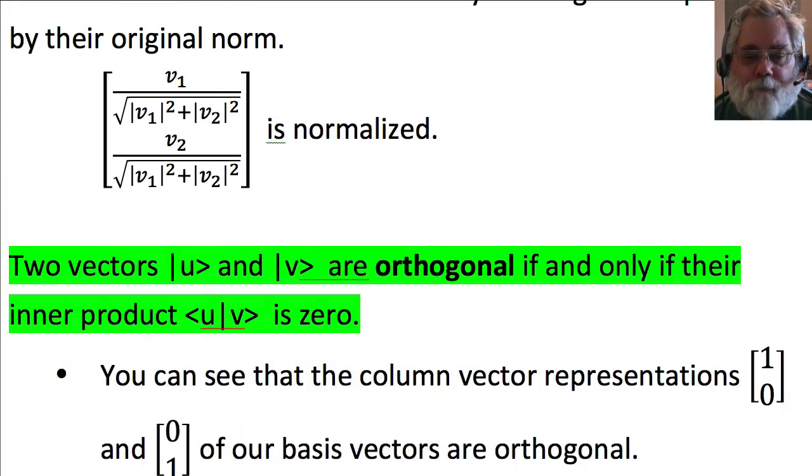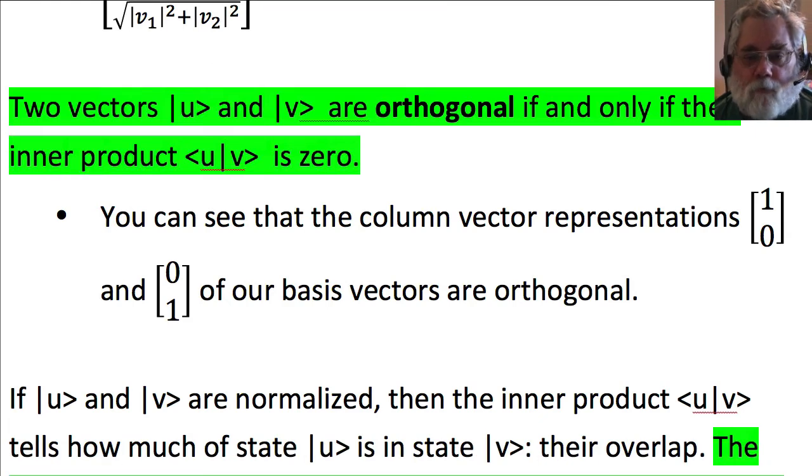Two vectors u and v are orthogonal if and only if their inner product, u with v, is 0. And if it is 0, then it is unchanged if we were to reverse the order. The inner product of v and u would be the complex conjugate, and the complex conjugate of 0 is 0. You can see that the column vector representations 1, 0, and 0, 1 of our basis vectors are orthogonal to one another, and they are normalized.